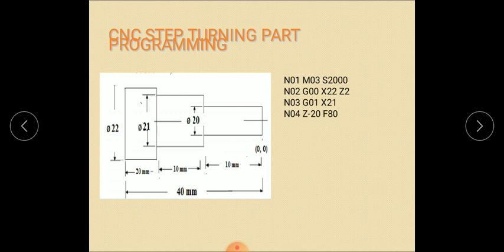Next, Z minus 20, then F80. Here Z minus 20 is in the negative direction. Then F80 is the feed at which the material needs to be removed. Both directions, 10 plus 10, make 20, from 0. Now we need to form this step. When you give Z minus 20, the tool moves from this position to this position.